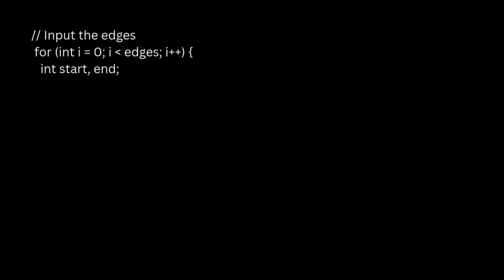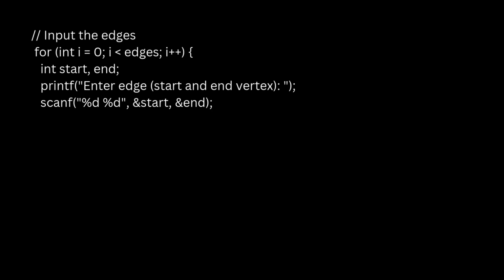The for loop runs for the number of edges specified by the user. For each edge, it prompts the user to enter the start and end vertices of the edge using printf. scanf reads the values for the start and end vertices. This is called to add the edge to the adjacency matrix.